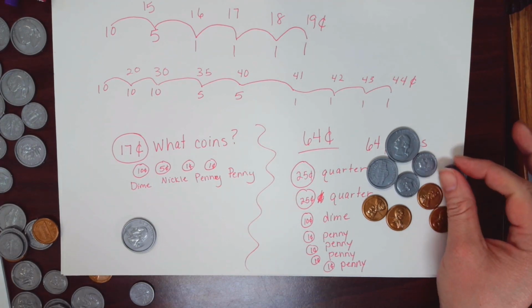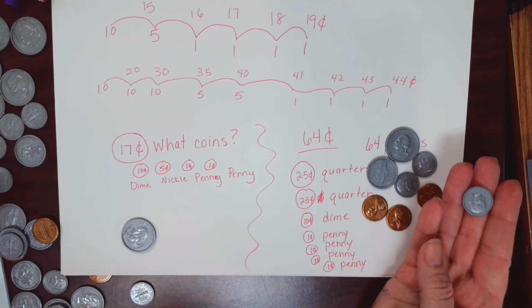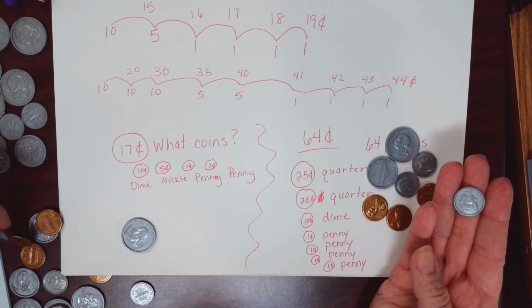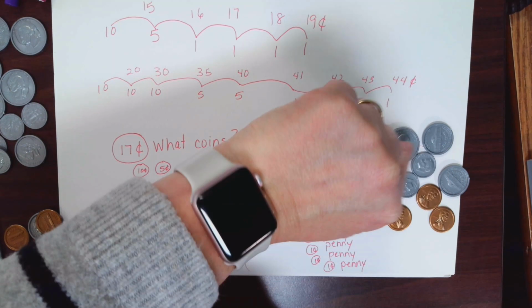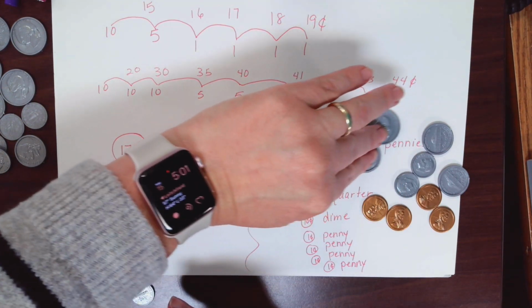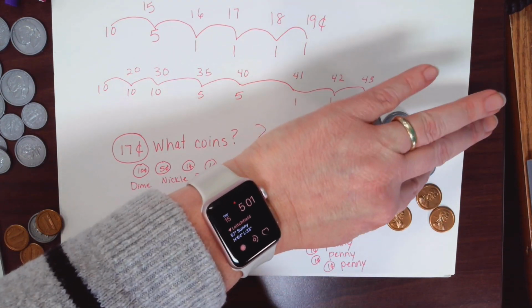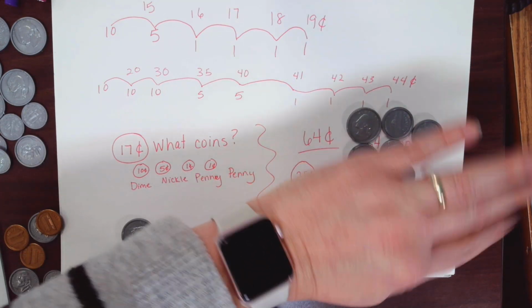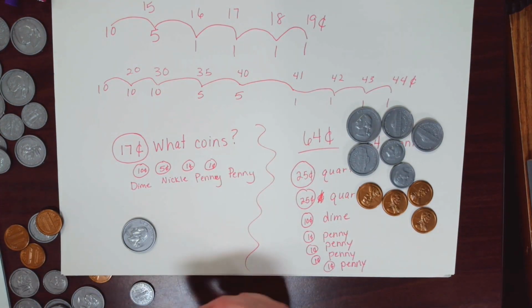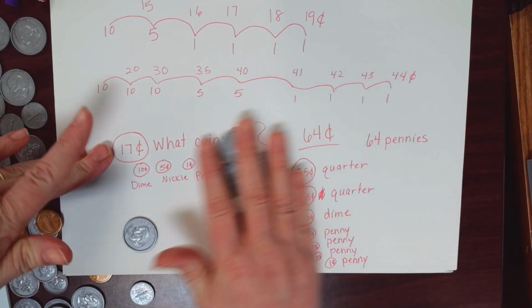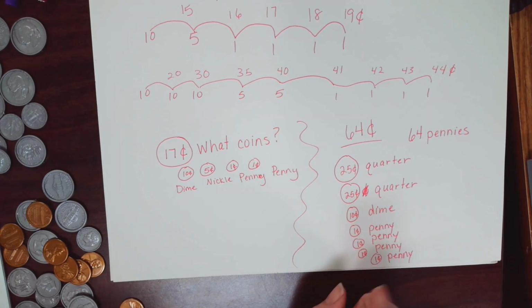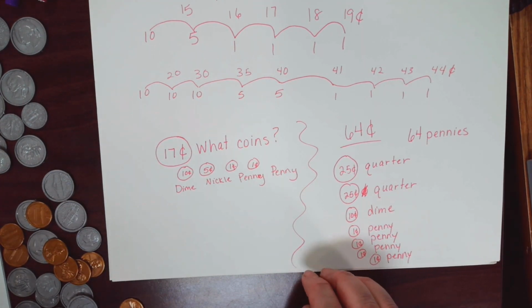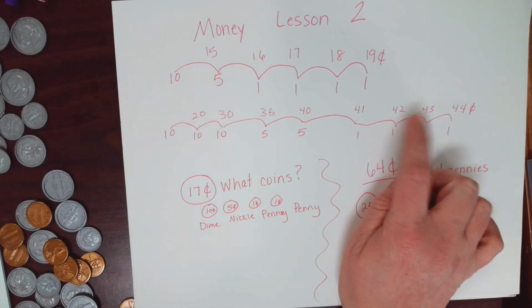Well, but wait a second. I can take this dime and I can trade it in for 2 nickels. So take this out and put this in. So now I've got 25, 30, 35, 40, 50, 60, 1, 2, 3, 4. So there's 64 again. So there are so many different ways to solve. You just have to really be careful when you're reading it to see what the value of the coin is. It's a good strategy to use when you're counting like this too.